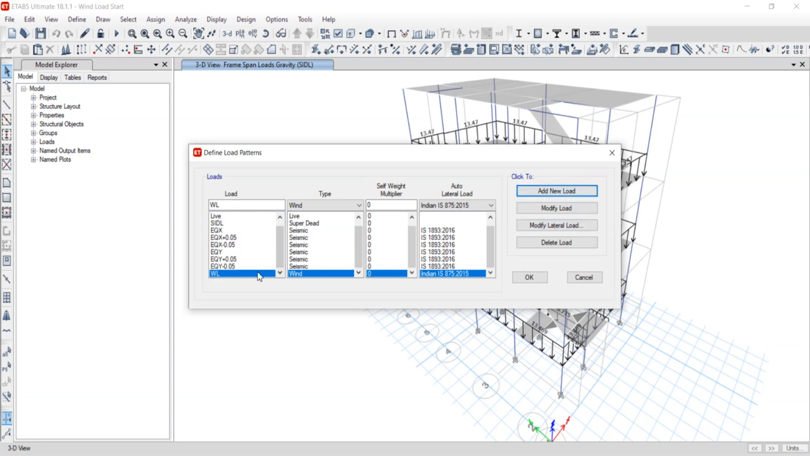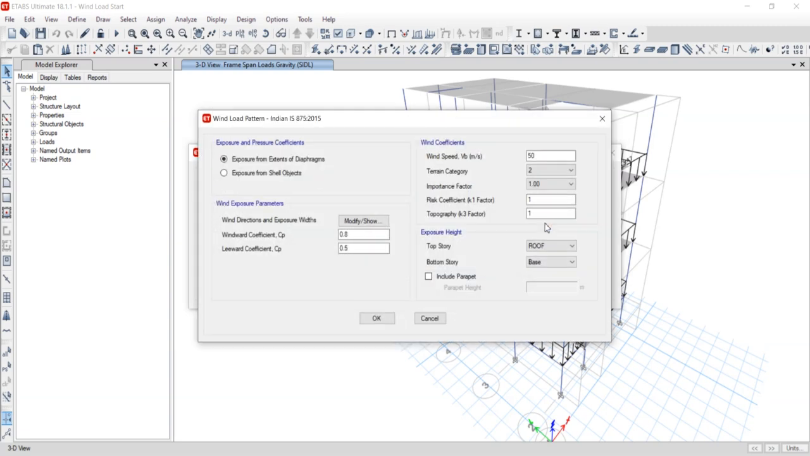Now that we have added this wind load as per IS code, we need to modify it. So in order to do that, first of all we simply click on Modify Lateral Load, and from here you will get this window. Now you can see that the exposure and pressure coefficient is selected as exposure from the extent of diaphragm. Right now we have not defined any kind of diaphragm, so don't worry about that. We are going to define the diaphragm in the next lecture.